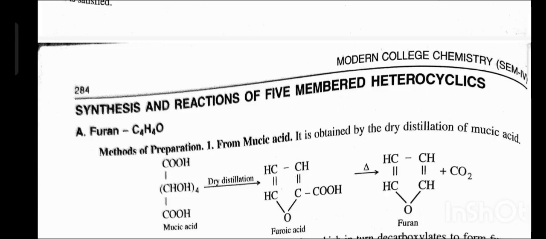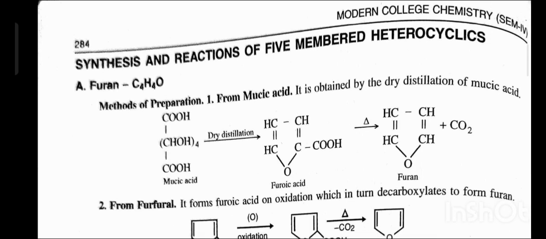Synthesis and reaction of 5-membered heterocycles. First, furan, C4H4O. Methods of preparation. First, from mucic acid. It is obtained by the dry distillation of mucic acid. When mucic acid is dry distilled, it is converted into furoic acid, which when heated gives furan plus CO2.